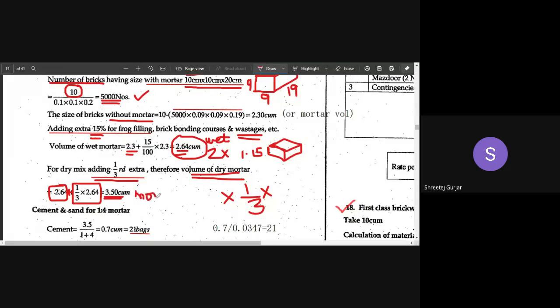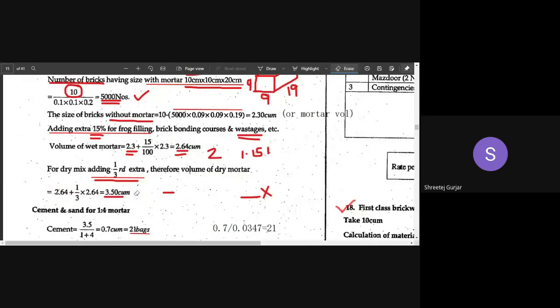So the first thing you have to take care of is to add 15% for wastages and frog filling, and then add 1/3 extra for converting it to dry volume. So the total volume of mortar that we require now is 3.5. Now in this mortar, we have cement and we have sand, right? So now we have to calculate the cement and sand quantities.